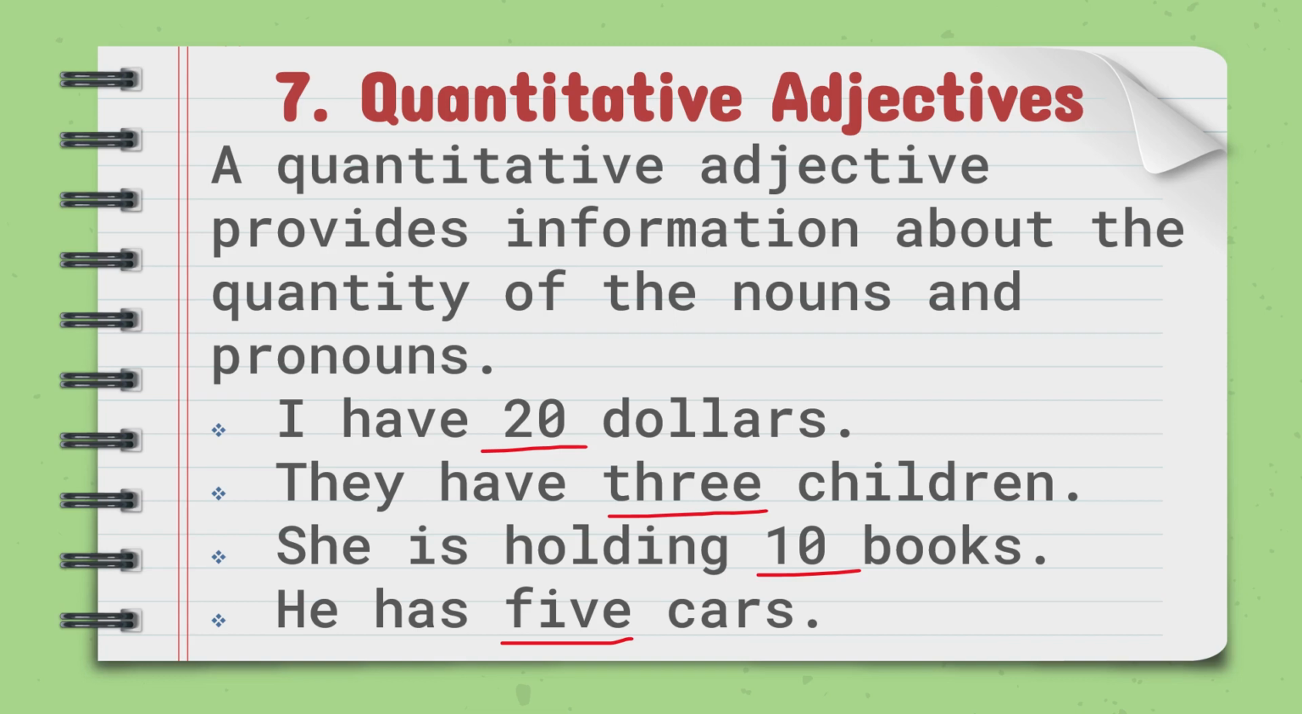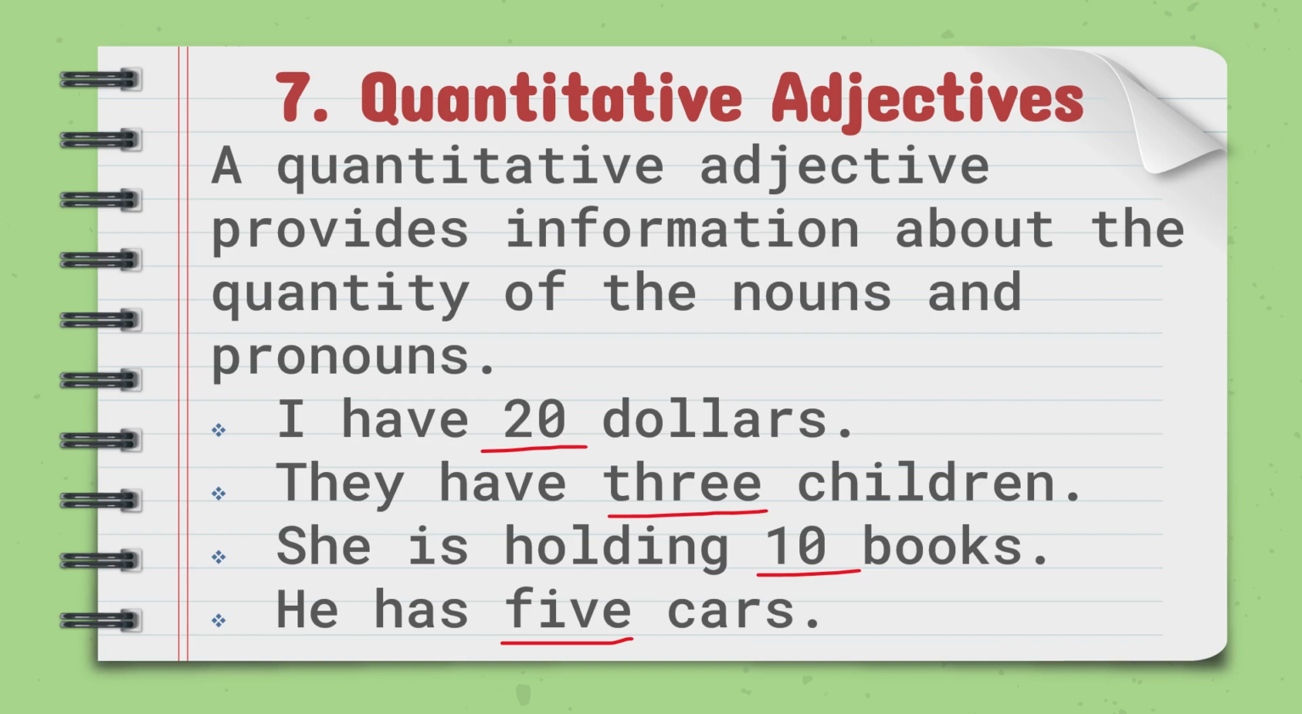यानी quantitative adjectives हमें simply quantity बताते हैं nouns की और pronouns की. Let's see these examples. I have $20. Now dollars here is a noun. How much money do we have? $20. So 20 here is a quantitative adjective.